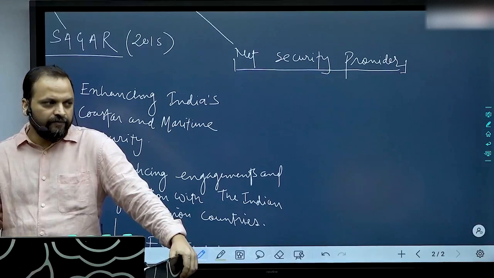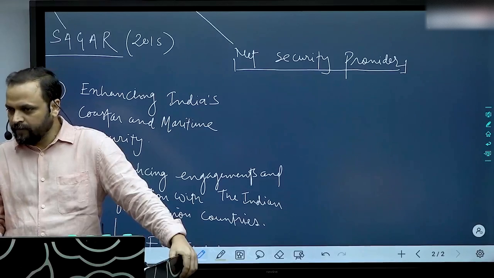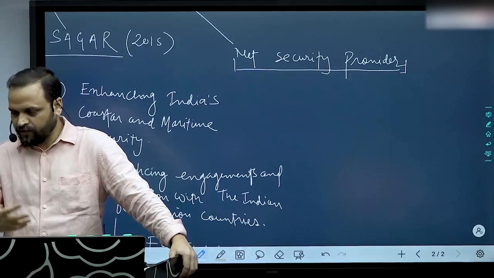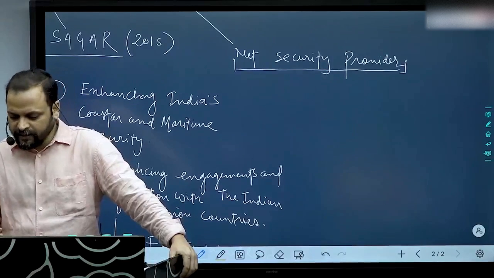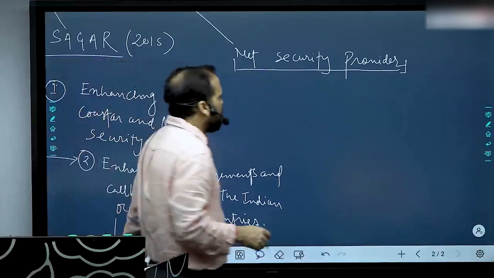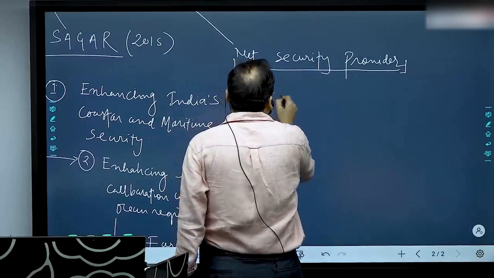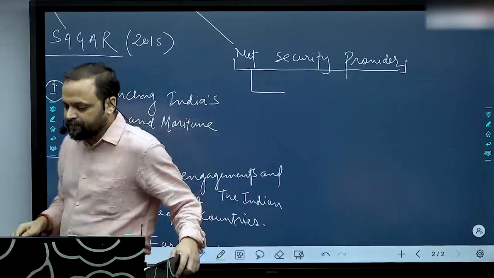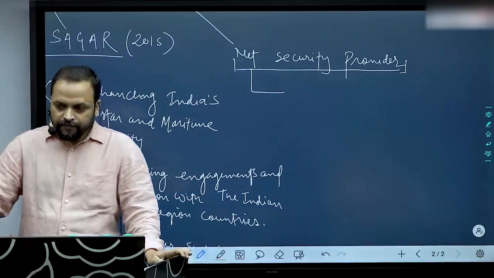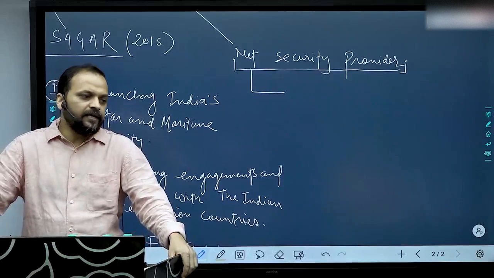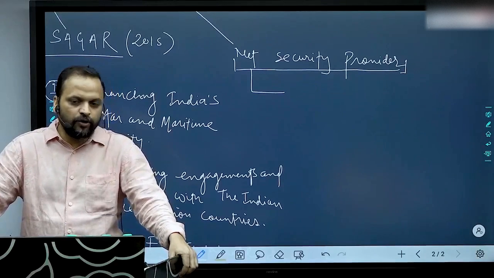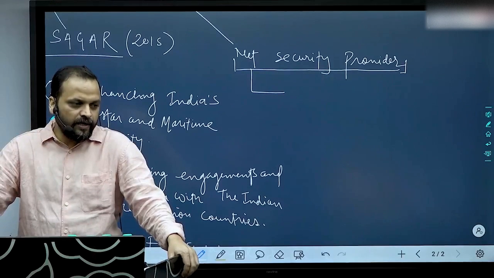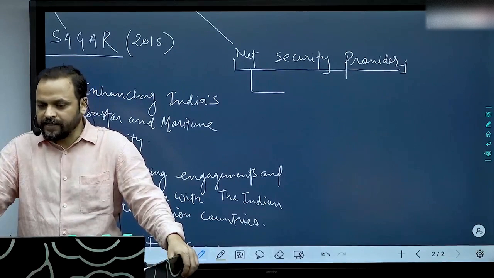So then if we play a leading role, it would serve our own purpose, it would serve the purpose of our leadership, right? So it is related with what we want to become. So the idea of net security provider simply is that of a country which is capable of assessing the existing security scenario in the region surrounding it. Existing security scenario needs to be adequately assessed. So it's all about capacity.